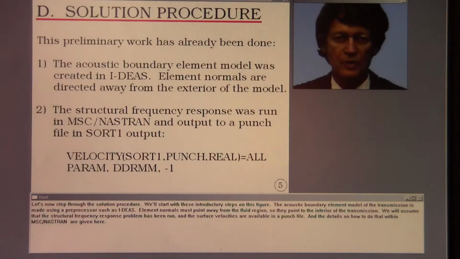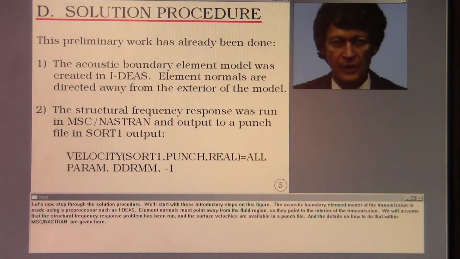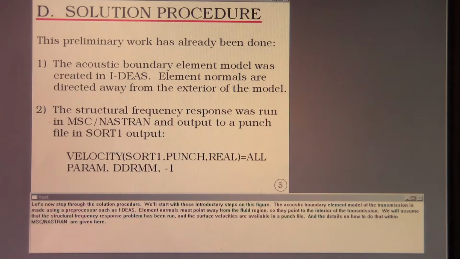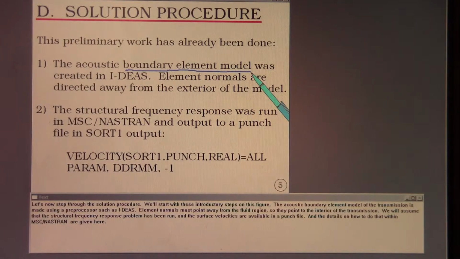Let's now step through the solution procedure. We'll start with these introductory steps on this figure. The acoustic boundary element model of the transmission is made using a preprocessor such as IDEAS. Element normals must point away from the fluid region, so they point to the interior of the transmission. We will assume that the structural frequency response problem has been run and the surface velocities are available in a punch file. And the details on how to do that within MSC Nastran are given here.